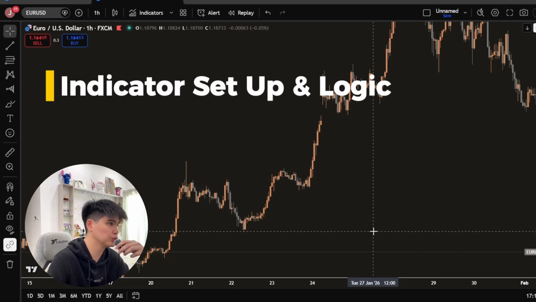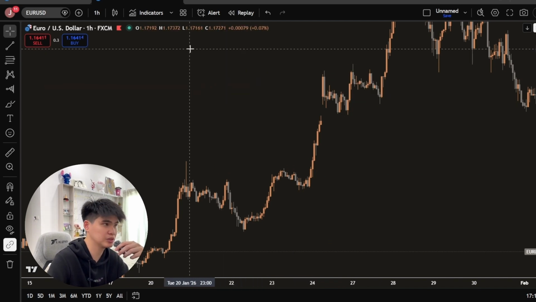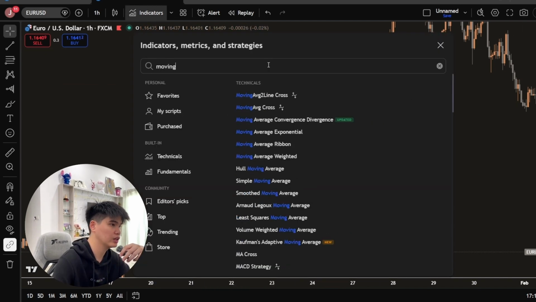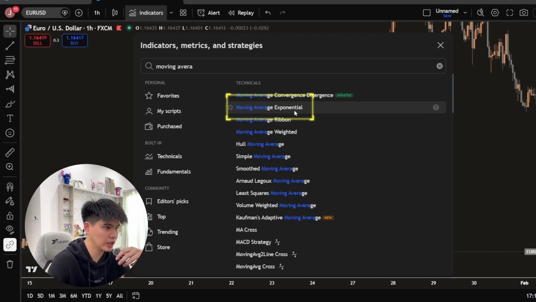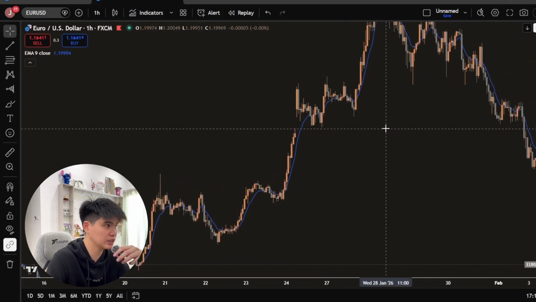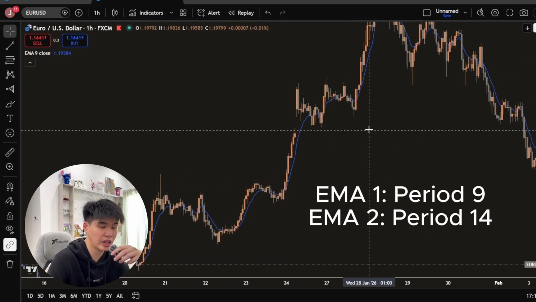All right, moving into the chart itself. First, let's set up our moving average. So how do we set it up? Simply click on the indicator here and type moving average, right? And we get this moving average exponential. We click the first one and just add two lines to it. My settings for both EMAs are 9 and 14.